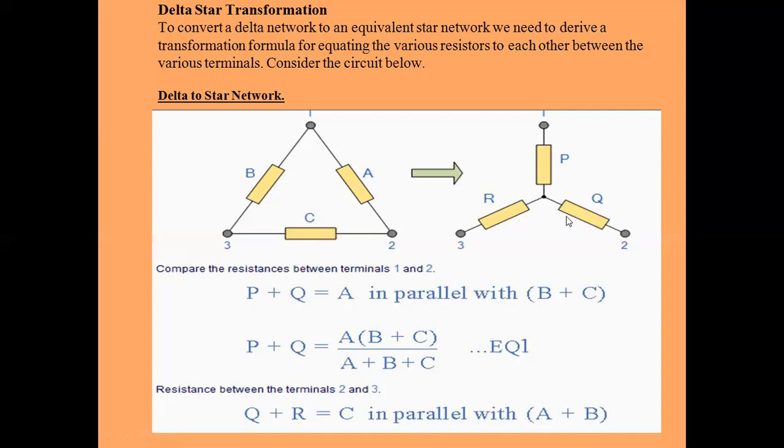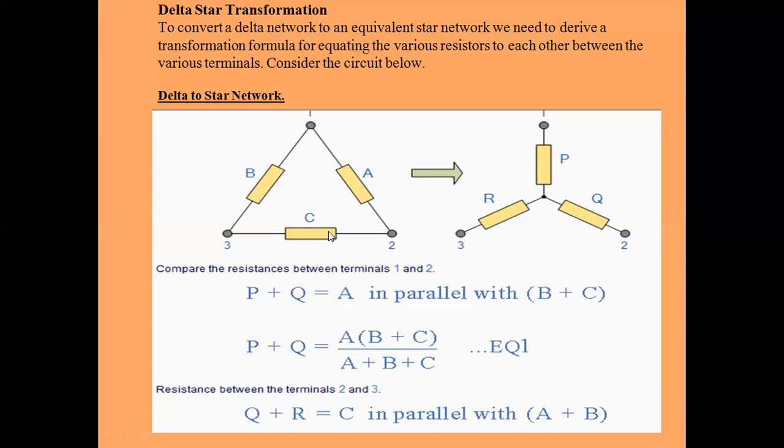Similarly, Q is connected to terminal 2. So which resistances in the delta are at terminal 2? A and C. So it will be in the numerator term, so AC upon A plus B plus C. Similarly, R is a resistance in star fashion, and its equivalent in delta fashion is R, connected to terminal 3, and here which are at terminal 3? B and C. So B into C will come in the numerator. So BC upon A plus B plus C.